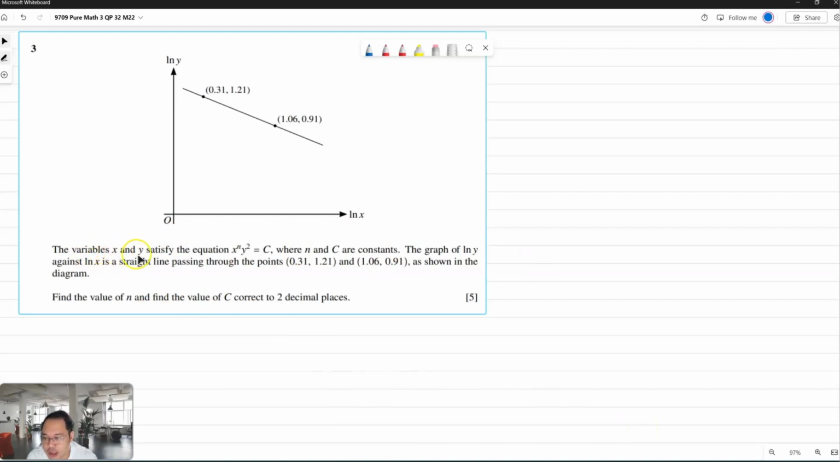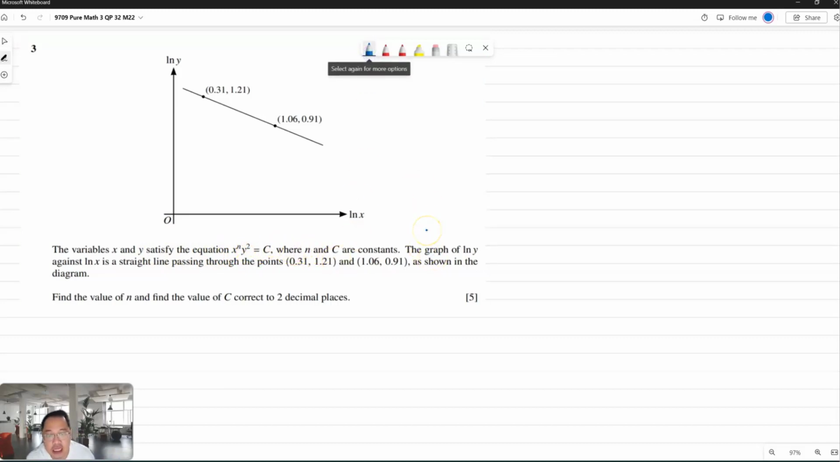The variables x and y satisfy the equation x power n y squared equals c, where n and c are constants. The graph of ln y against ln x is a straight line passing through the points (0.31, 1.21) and (1.06, 0.91), as shown in the diagram. Find the value of n and find the value of c correct to 2 decimal places. We're given here a graph of ln x and ln y.